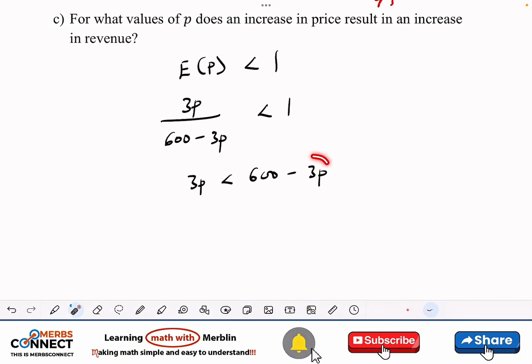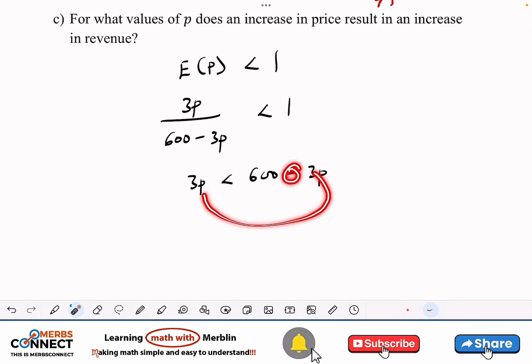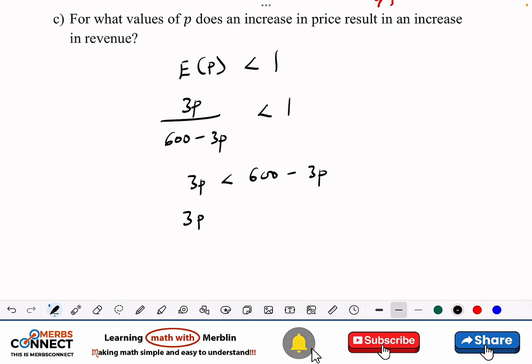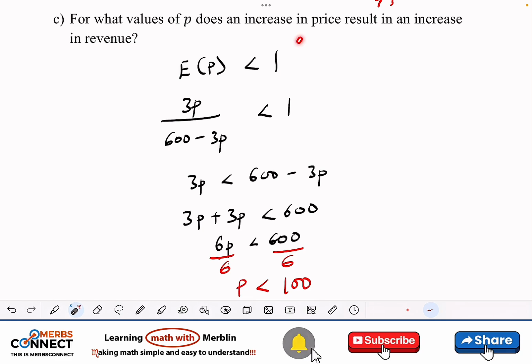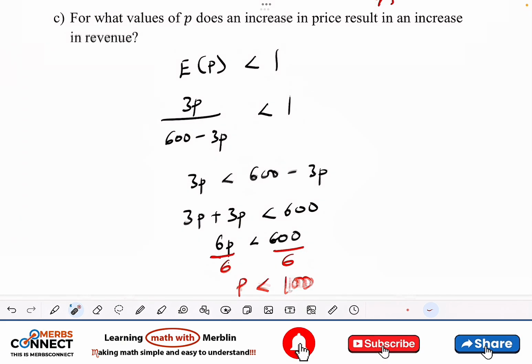What I'm going to do is I'll move this to this side. And when I move this one, since it is negative, it becomes positive. So I'll have 3P plus 3P less than 600, and I'll have 6P less than 600. Let's divide through by 6. And guess what? P should be less than 100. So all the prices that are less than 100 are going to give us an increase in revenue, inelastic. So this is what you are going to get for the C.